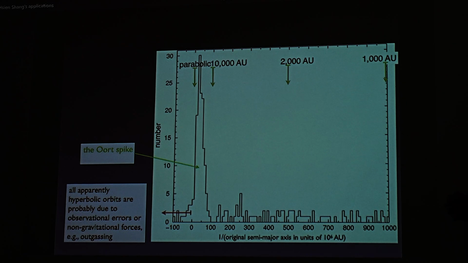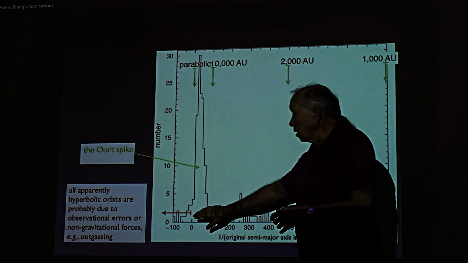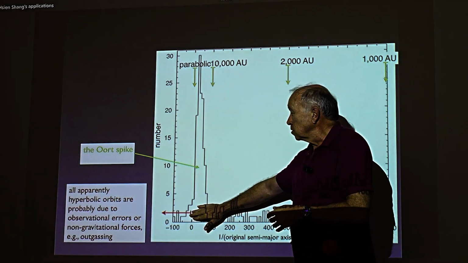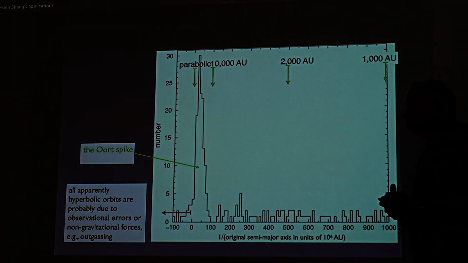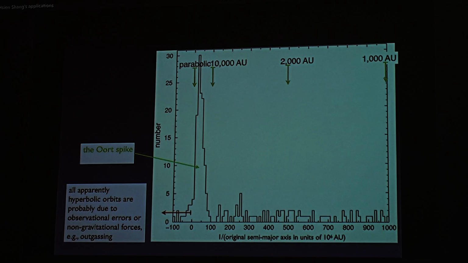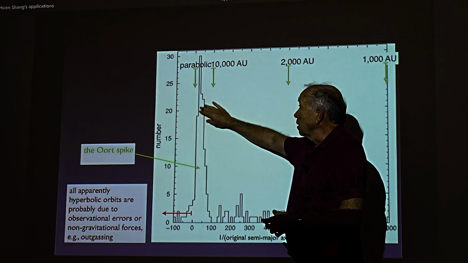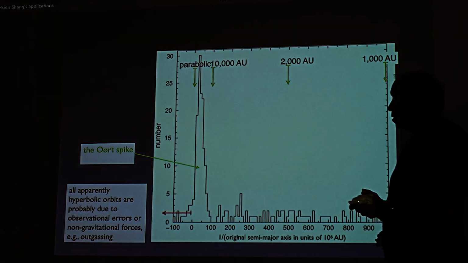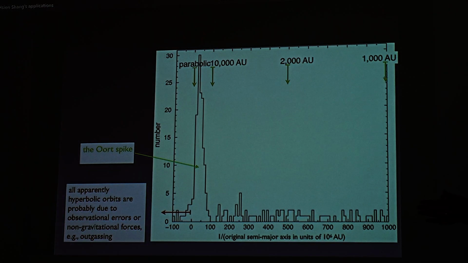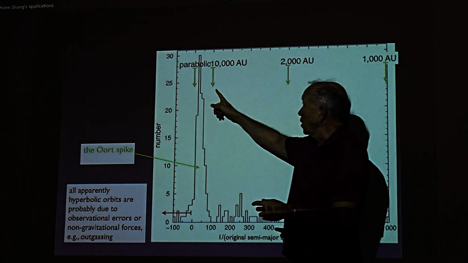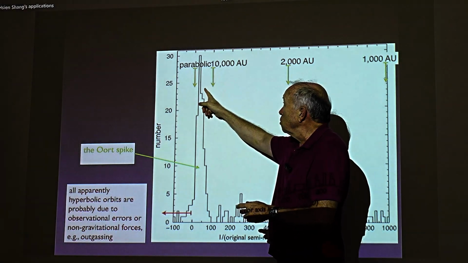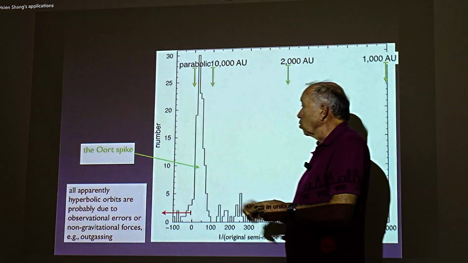As far as we know, it's consistent with the distribution of errors to say that all of the comets that we see are bound to the solar system. The second thing to notice about this, of course, is the striking spike in the distribution of energies between a semi-major axis of about 10,000 AU and parabolic orbits.